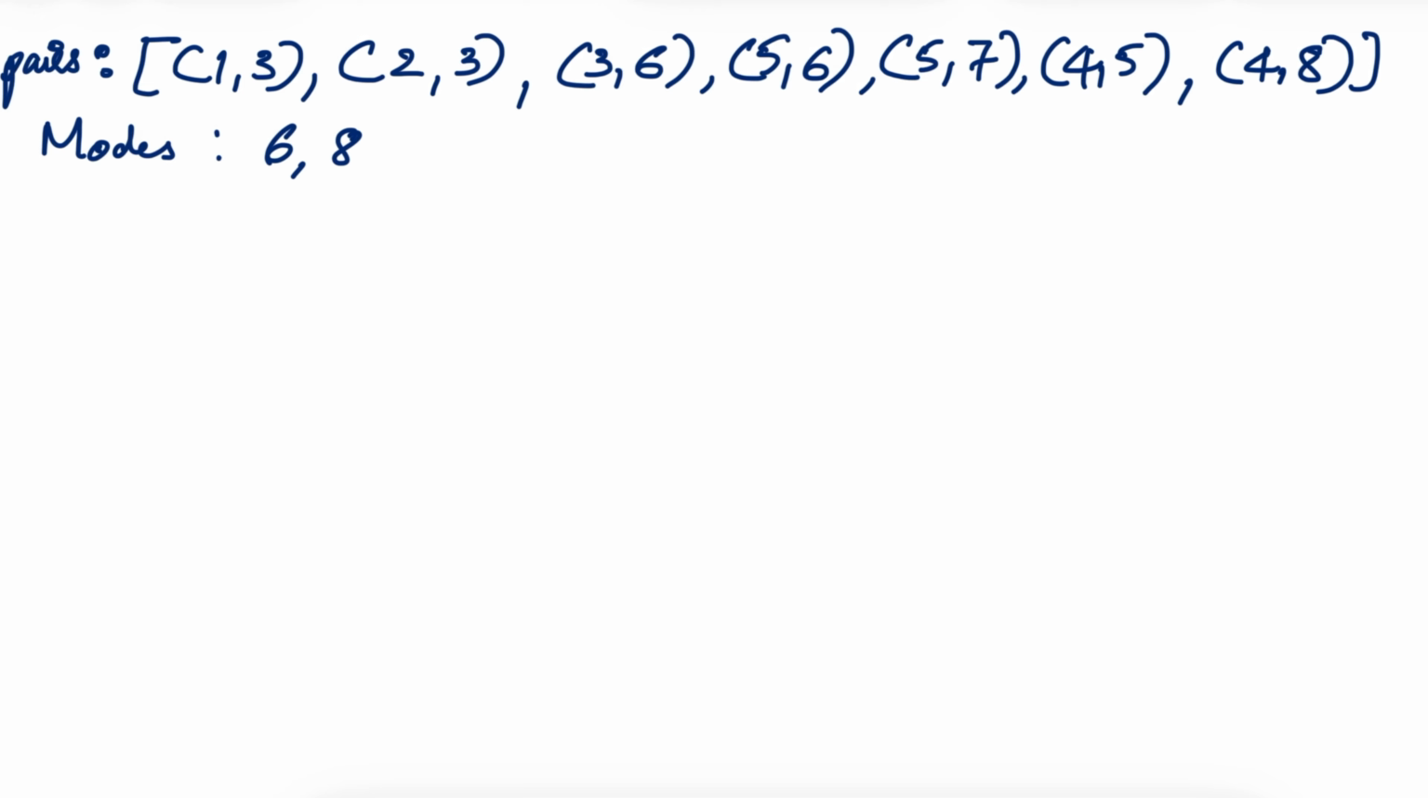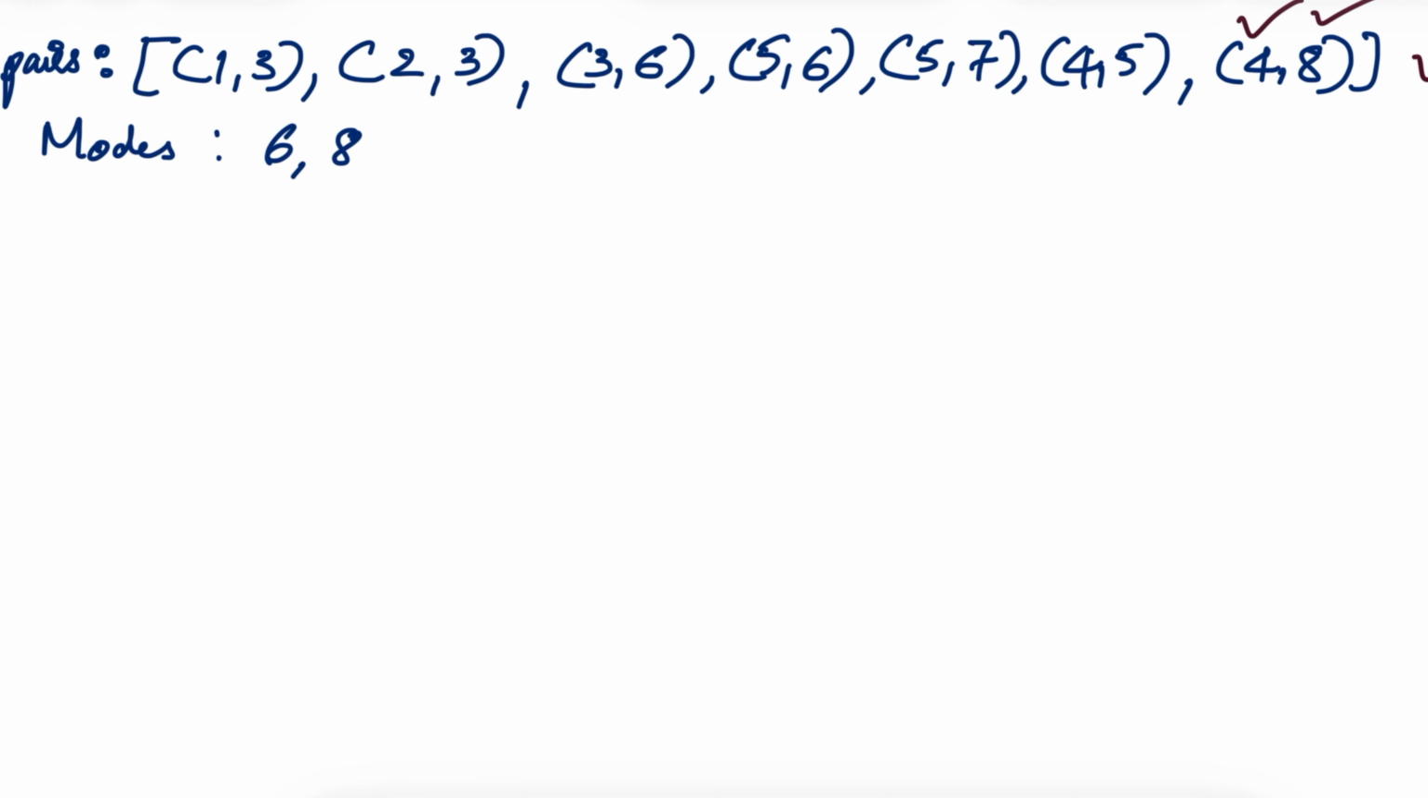Let's start with the problem description of the question we will be solving today. Imagine you have been given a list of pairs of nodes, something like this, where the first element in the pair is a parent node and the second element in the pair is a child node. And also, it's been given that a node can have multiple parents.